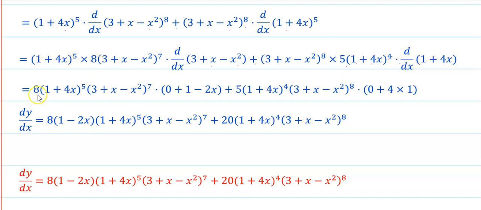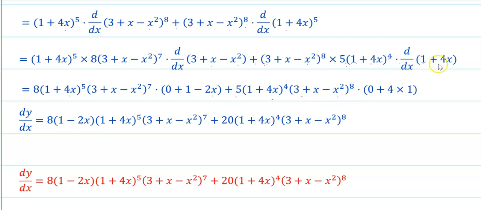The 8 here, (1 plus 4x) raised to 5 as it is. Next, (3 plus x minus x squared) raised to 7. What about the derivative of 3? It's 0. Derivative of x is 1. Derivative of x squared is minus 2x. Next, there is a 5 into (1 plus 4x) raised to 4. The 5 is taken here. Next, into (3 plus x minus x squared) raised to 8. This term is also as it is.